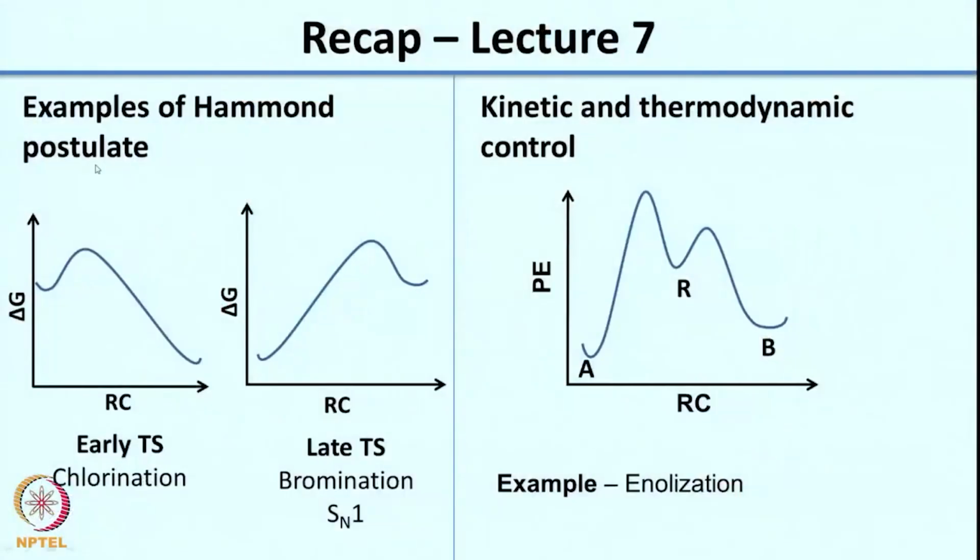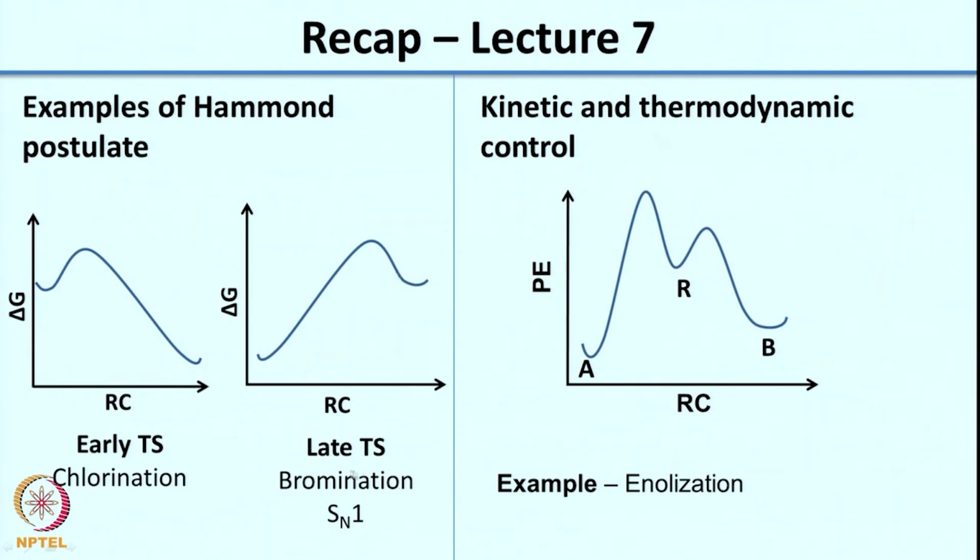So, welcome to lecture 8 of reaction mechanisms. As usual, we will first do a recap of the previous lecture. In the last lecture we looked at examples of Hammond's postulate, and how when you do free radical chlorination you have an early transition state, whereas with the bromination reaction you have a late transition state, because in one case the process is exothermic and in the other case it is endothermic.